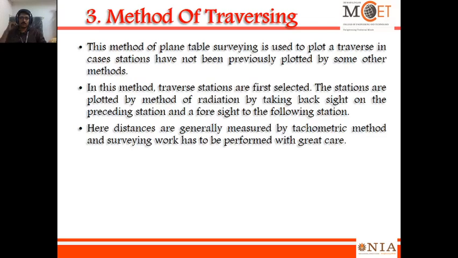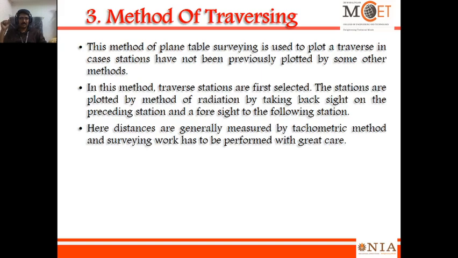Hello friends, we are continuing the plane table surveying. The third method is the method of traversing. Traversing means traveling from one point to another point. We have discussed it in compass surveying itself, right? Similarly, here the traversing is done by the plane table, and it may be a closed or open traverse. Predominantly we discussed the closed traverse, right?